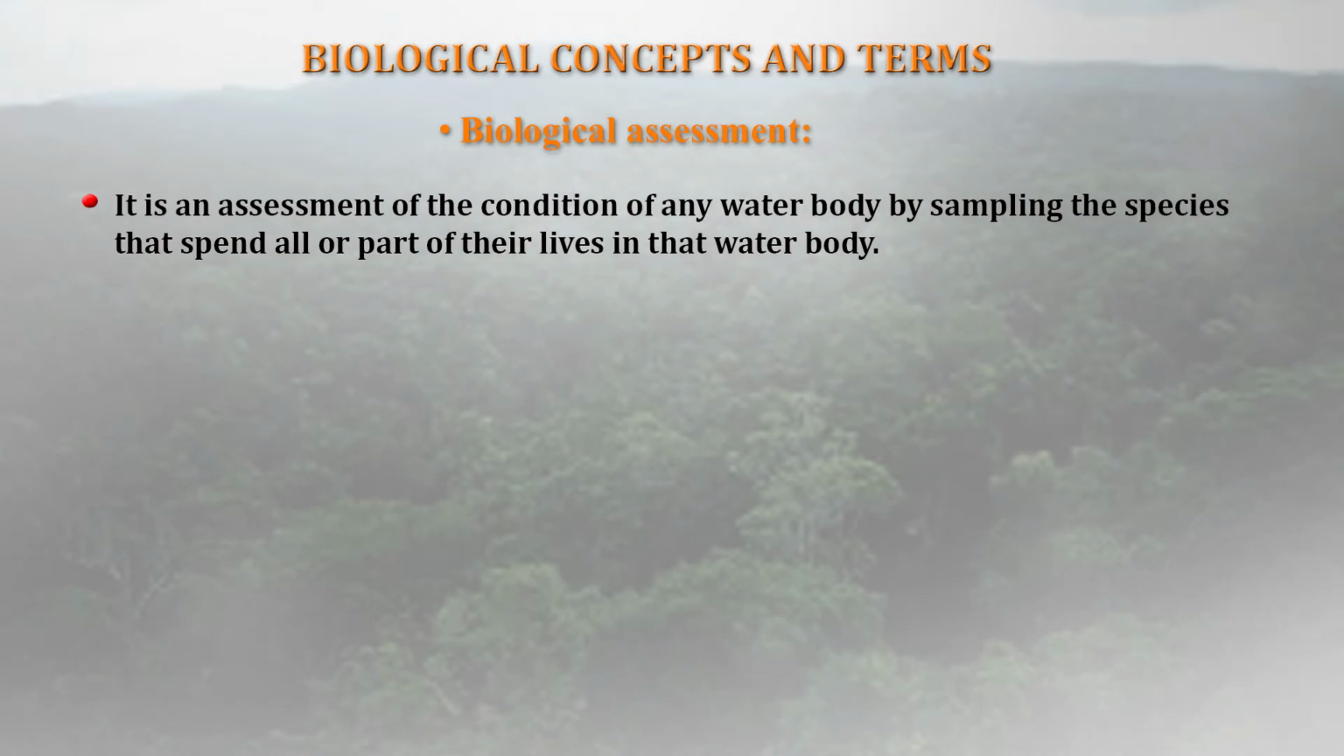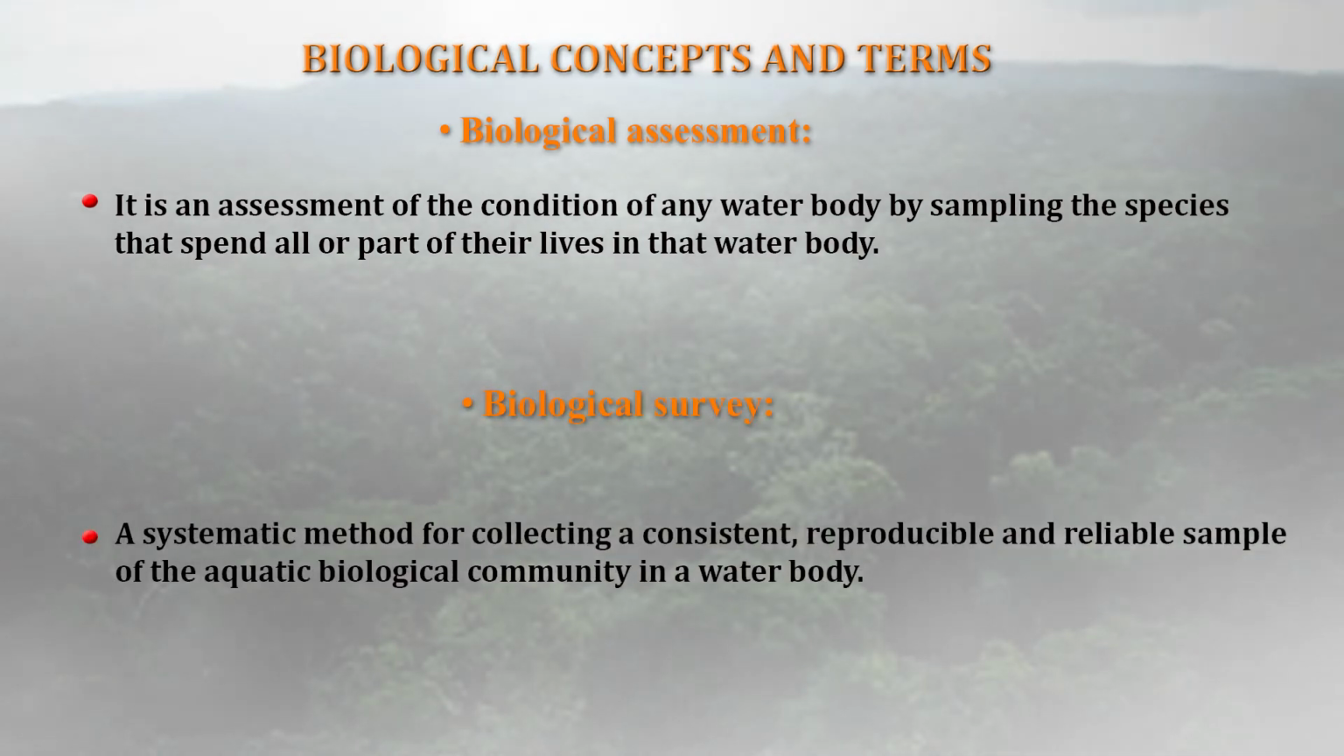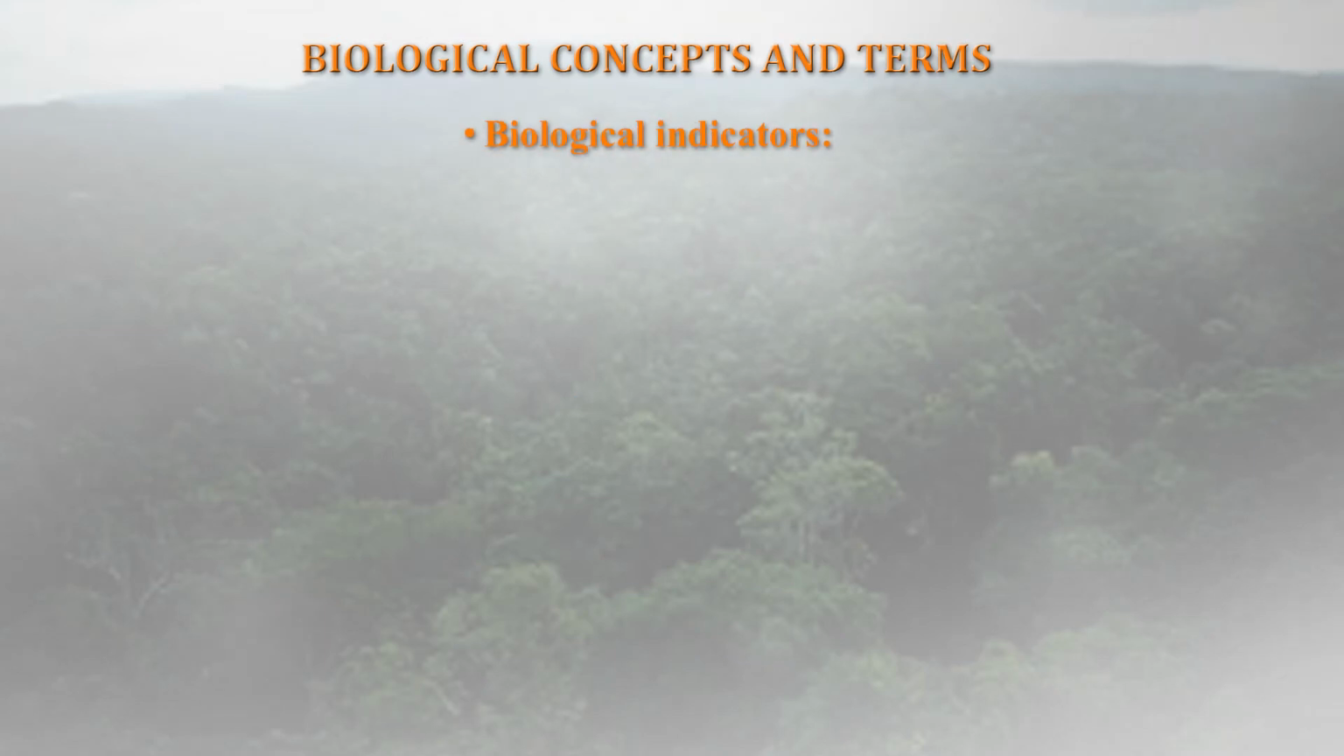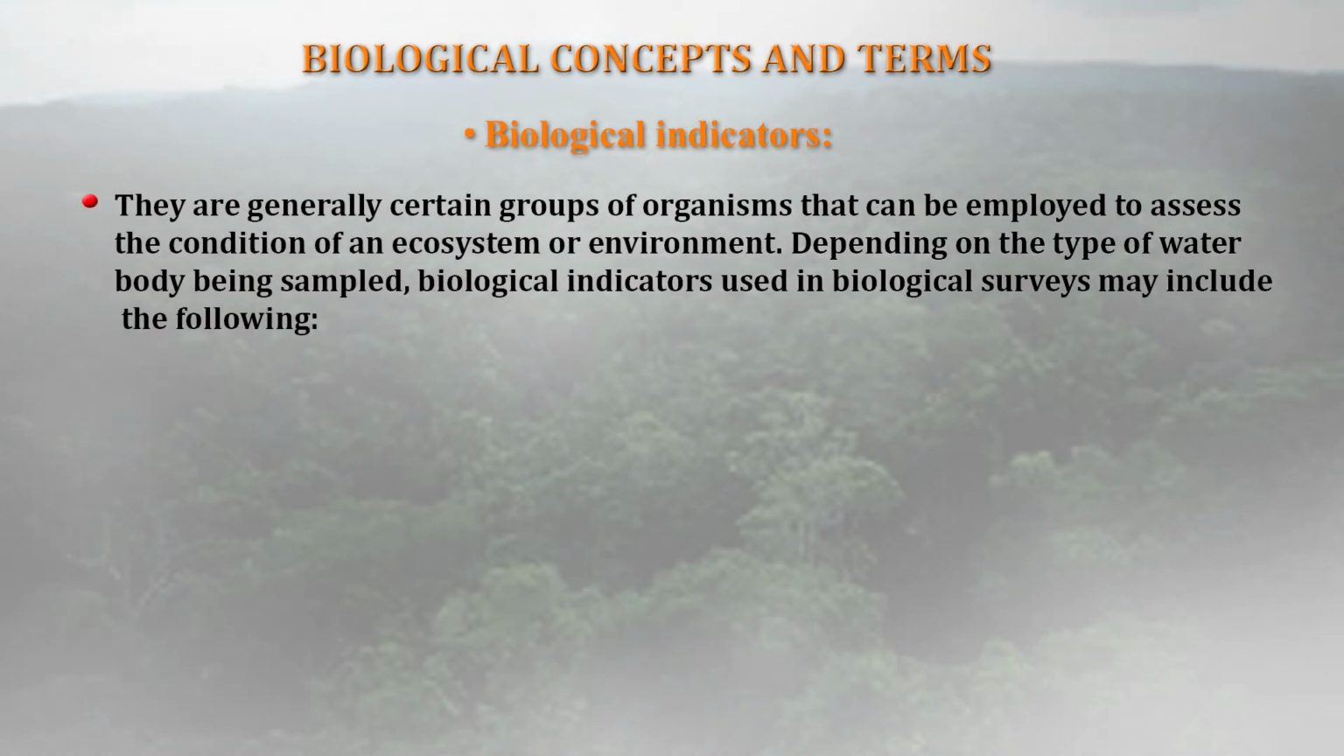Biological assessment is an assessment of the condition of any water body by sampling the species that spend all or part of their lives in that water body. Biological survey is a systematic method for collecting a consistent, reproducible and reliable sample of the aquatic biological community in a water body. Then there are biological indicators. They are groups of organisms that can be employed to assess the condition of an ecosystem or environment.